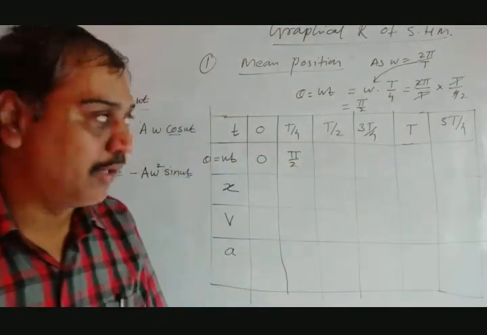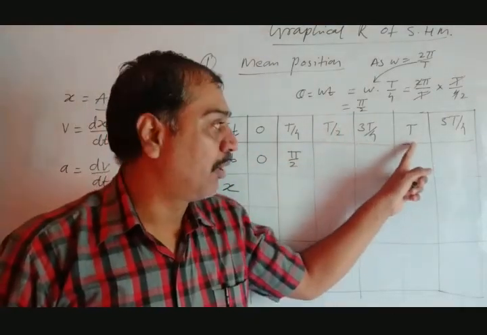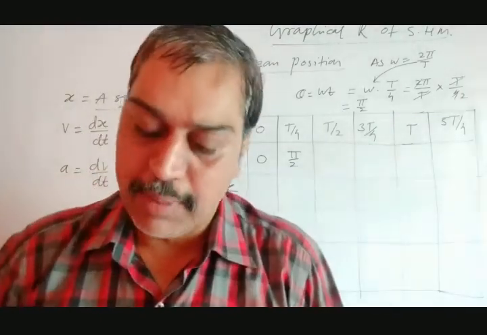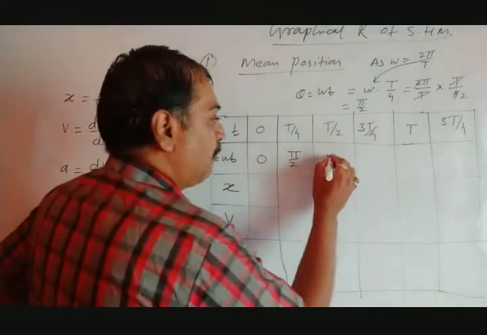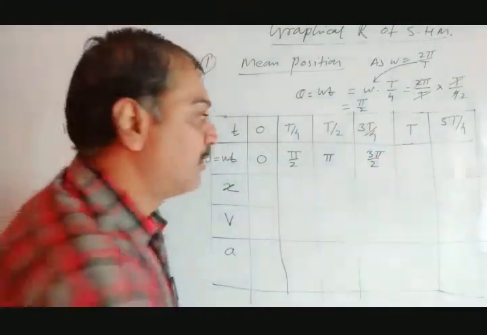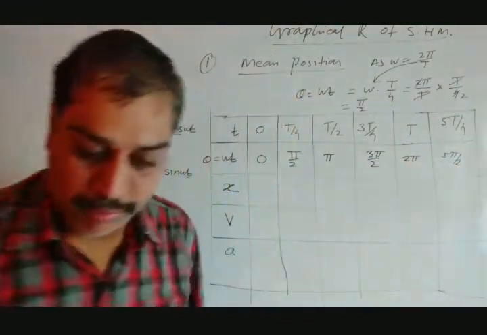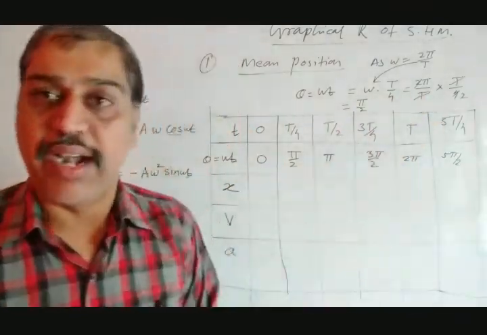By the same method, put here t equal to t by 2, 3t by 4, t, 5t by 4, and just put the value of omega as 2 pi by t. You can find out a table. Just I will write down directly now. So it is pi, 3 pi by 2, then it is 2 pi, then it is 5 pi by 2. I hope you know this part now. Once you know this formula, you can find it like this.